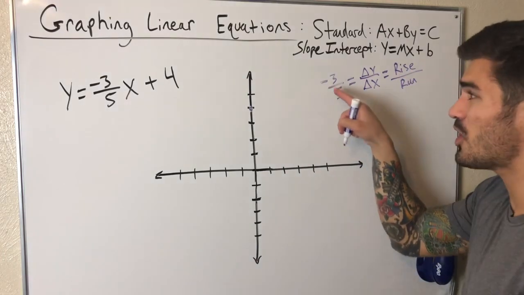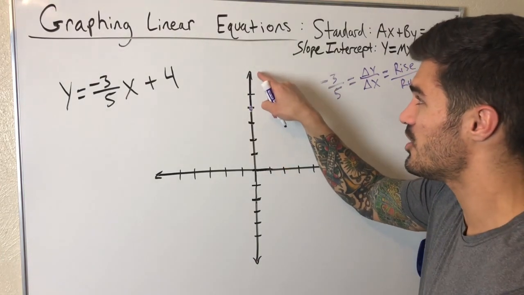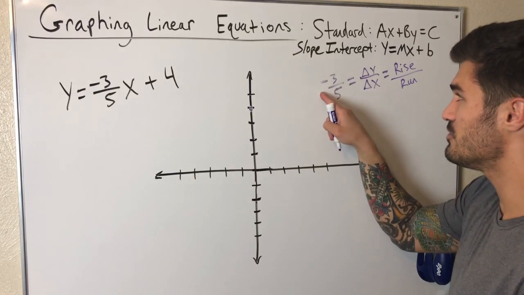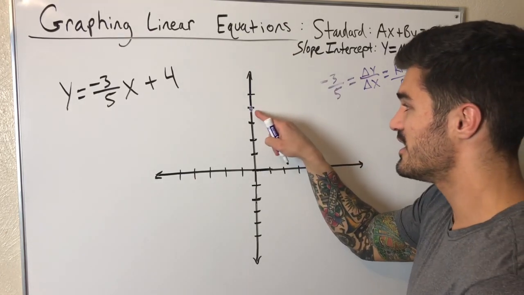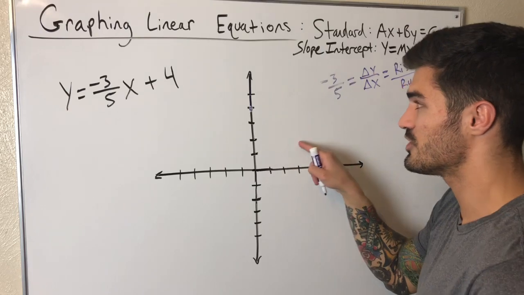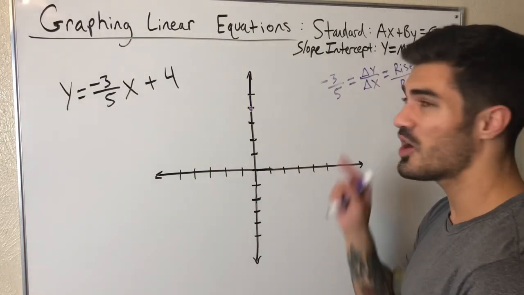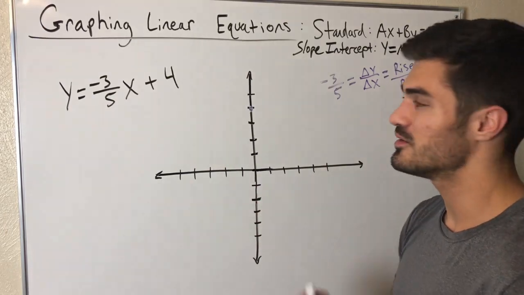Think about when this was positive. Remember, we went rise, up, run to the right. But now that this is negative, what do we do? We rise down and we still run to the right. When it's negative, you'll go down and to the right. When it's positive, you go up and to the right, okay?